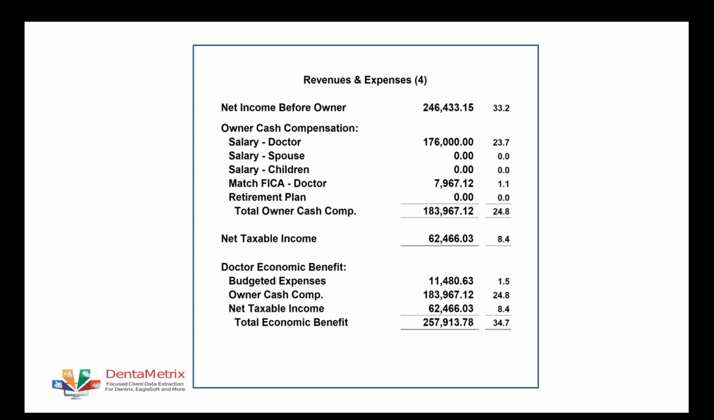But the doctor thinks he only made $183,000 here. That's his cash compensation. I say, wait a minute. You had $11,000 you kind of got creative with, the BMW, things like that, the 3 kids on the payroll, and all that profit, the $62,000, that's yours too. You really made $257,000 of economic benefit. In other words, if he went to work for General Motors or a DSO, all this stuff would come out of his pocket.